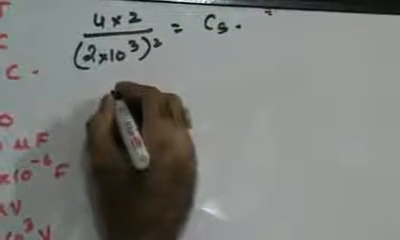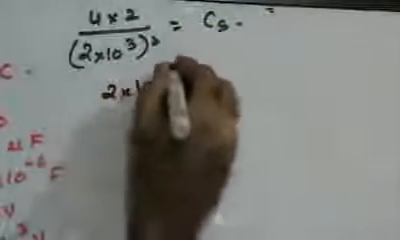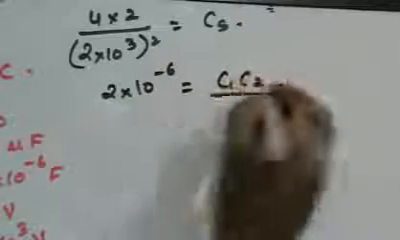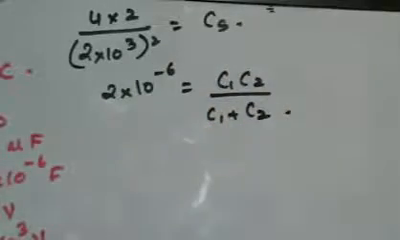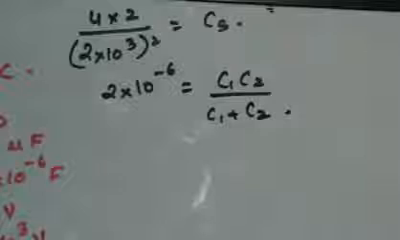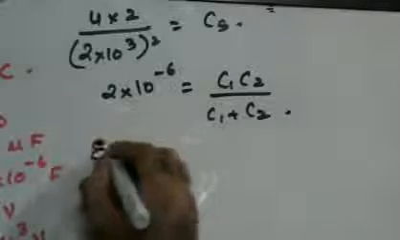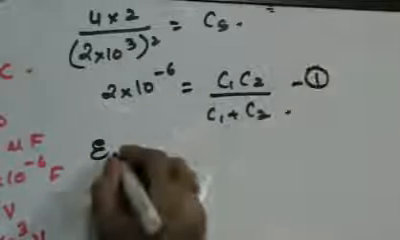This is 4 and 4 will get cancelled. So 2 into 10 raised to minus 6 is C1 C2 upon C1 plus C2. Call this equation 1.